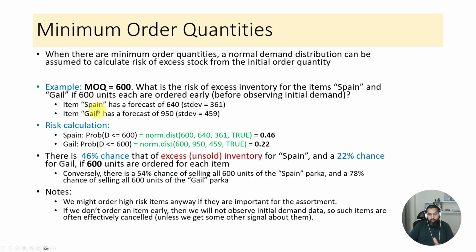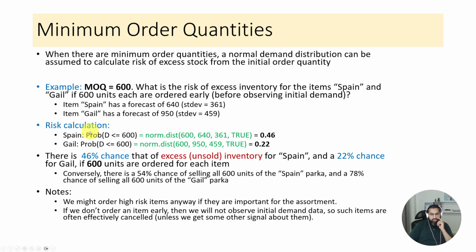So we can use the normal distribution to calculate the probability that the demand ends up being less than or equal to 600. We expect the demand to be 640 for Spain, but there's a forecast error, there's a standard deviation. It might be less. We expect the demand to be 950 for Gale, but it could be less. So if the demand ends up being less than 600, then we'll be left with extra pieces. So what's the risk of ordering the MOQ?